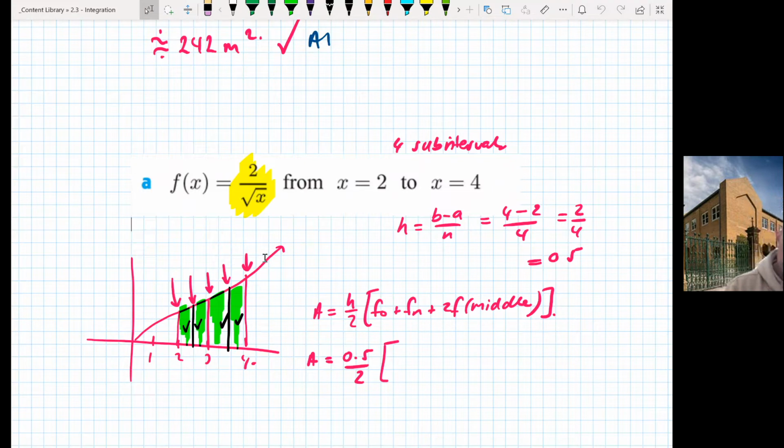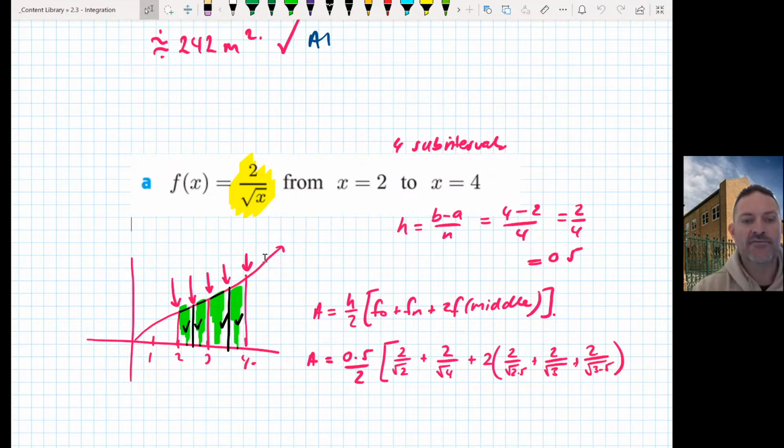Well, let's substitute that in. The first value would be 2 over root 2. The last value would be 2 over root 4. Then we've got 2 times all the middle functions. Well, that's going to be 2 over root 2.5 plus 2 over the square root of 3 plus 2 over the square root of 3.5. Now, how do I get all those values? Well, I just subbed my x values into the actual function. That's all those things are.